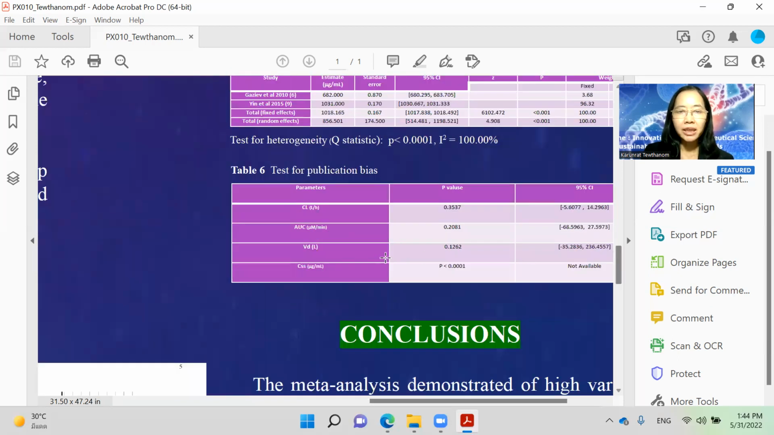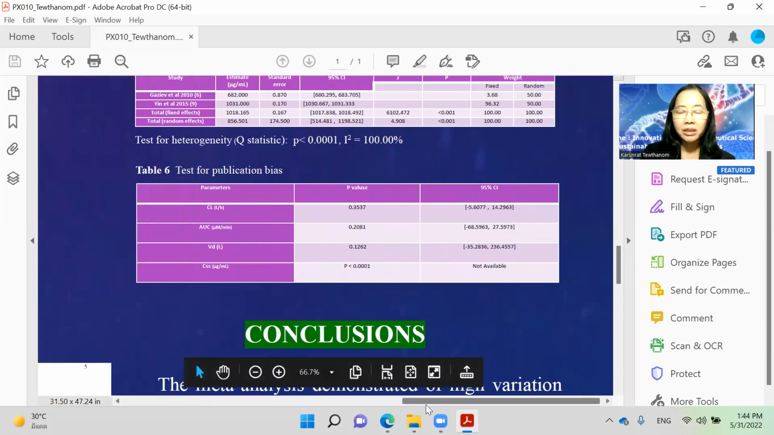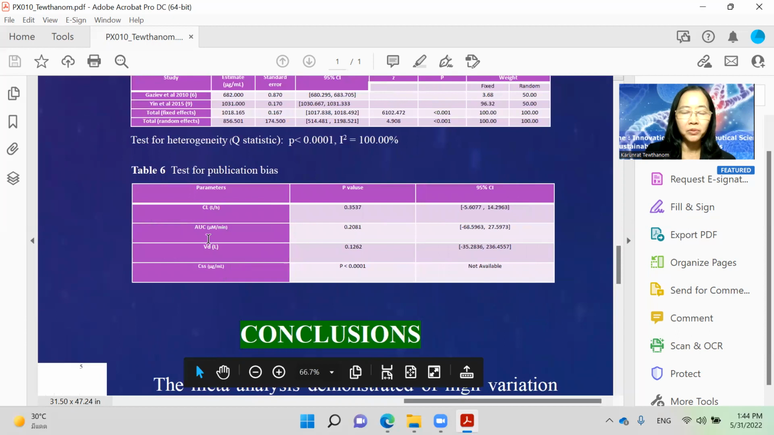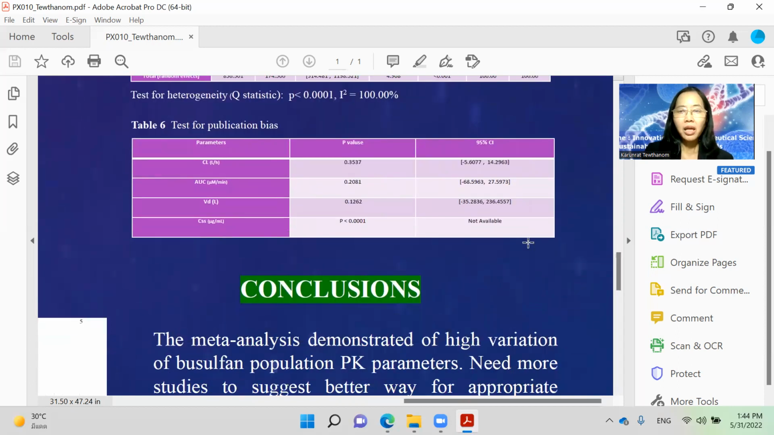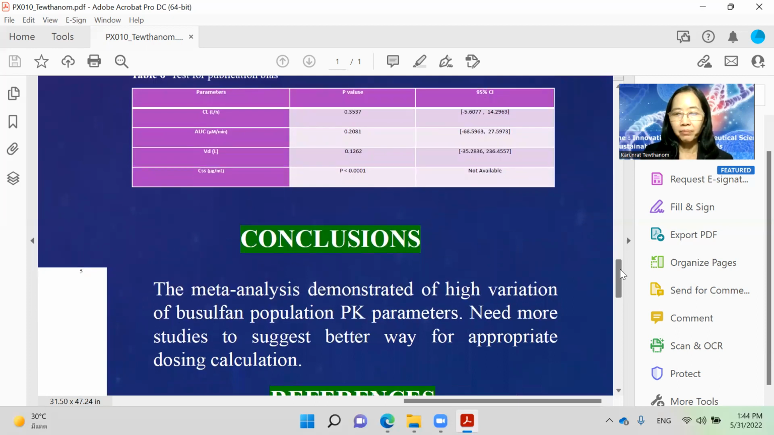And for testing the publication bias, no publication bias was found in 3 parameters. Only CSS was found to have publication bias, and it was too little data. Therefore, more data is needed for CSS to prove the publication bias.